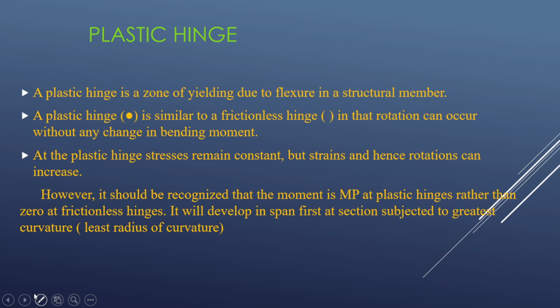A plastic hinge is similar to the frictionless hinge in that rotation can occur without any change in the bending moment. After this condition at the plastic hinge, stress remains constant. At plastic hinges there is no change in stress because it is already in the plastic stage, but strain, and hence rotation, can increase because of a little deformation, while staying in the plastic stage.